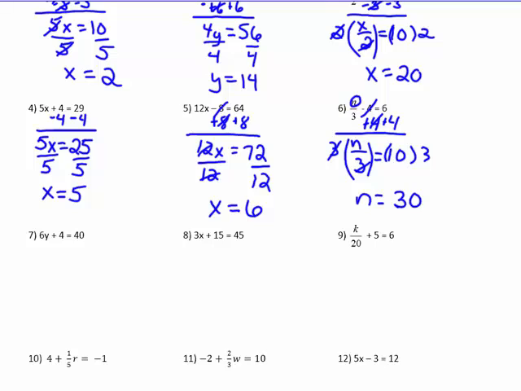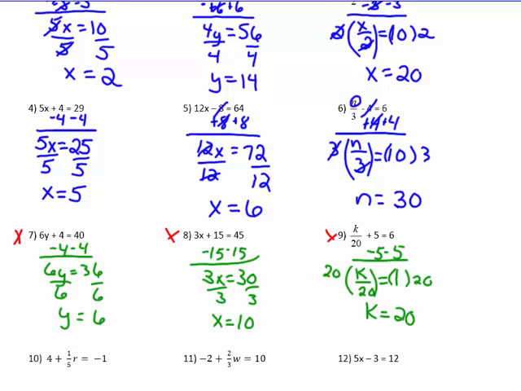All right, what I want you to do is to pause it. I want you to try 7, 8, and 9. And then we're going to do 10, 11, and 12 together in class. So take a second and pause it. Try those 3 only, and then come back and see how you did.